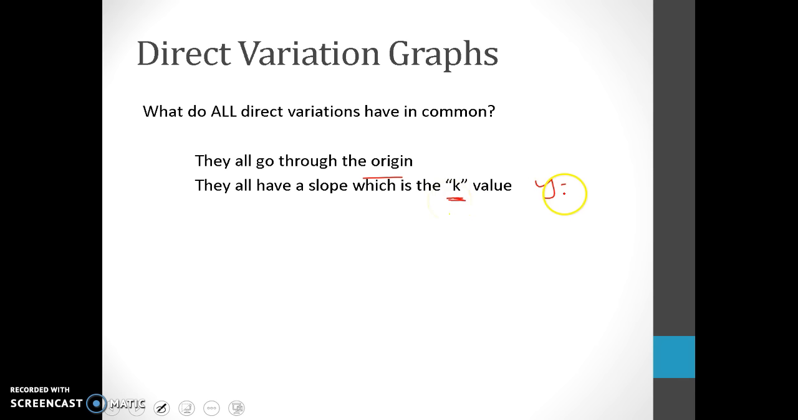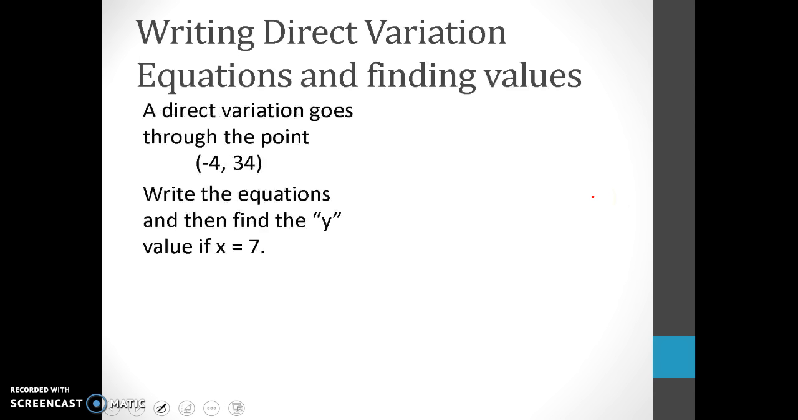So we could think of it as y equals m times x if we were thinking of it in terms of a linear equation. So let's take a look at a situation like this. We have a direct variation that goes through the point negative 4, 34. Can we write an equation first? Write an equation, and then find the value of y when x is 7. Well, it's kind of like we have a table of values here. If I plug in negative 4, I'm going to get 34. They want to know if I plug in 7, what will I get back out? They do say it's a direct variation, so it is going to be of this form, y equals k times x. So I just need to figure out what the k value is.